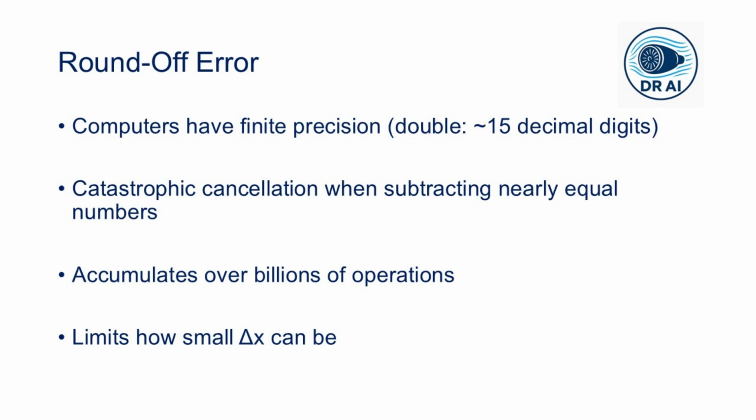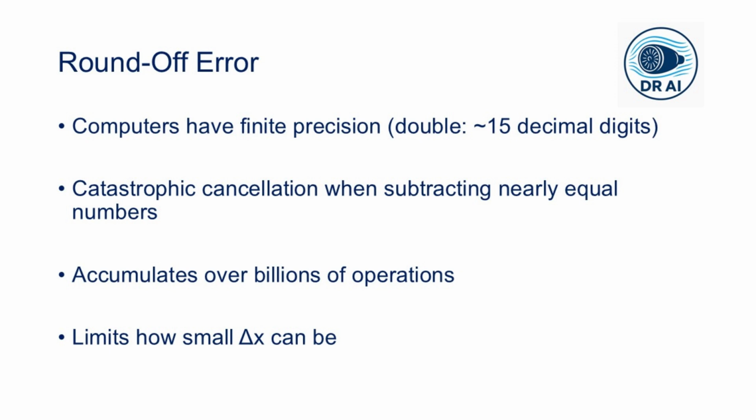Then comes round-off error, which is related to the computer's finite memory. Truncation error decreases as delta x decreases. So why not make delta x infinitely small? Because of round-off error. Your computer stores numbers in finite precision, typically 64-bit double precision, which gives about 15 to 16 decimal digits of accuracy. Every time you add, subtract, multiply, or divide, you lose a tiny bit of precision.